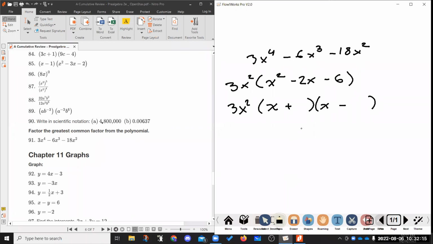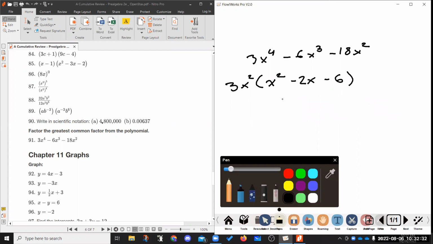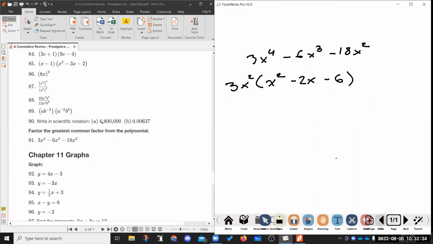Let's prove that we can't factor that anymore. If that had been a 1, we would have been in really good shape, but we don't know factors of 6 that have a difference of 2. Let's prove to you that there are none. So let's make a list here. Factors of 6 are going to be 1 and 6.